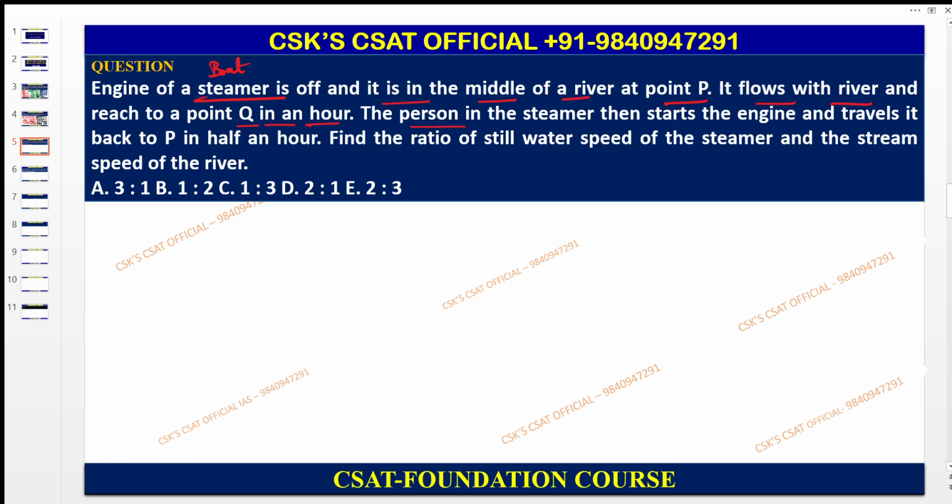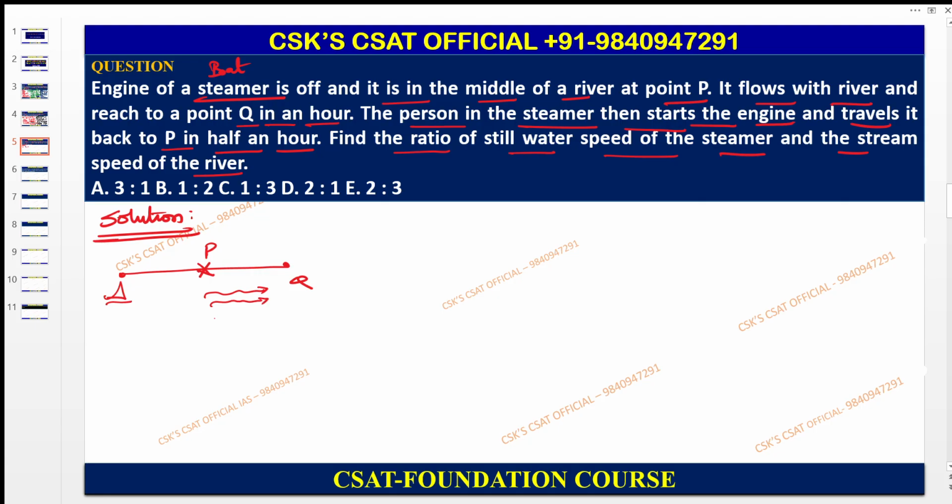The person in the steamer, which means a boat, then starts the engine and travels back to P in half an hour. Find the ratio of the speed of the steamer and the speed of the river. To understand this problem, you can make a diagram. Here is the starting point of the boat or steamer in order to reach Q. What happens in the middle of that? The middle position here is P. Here the engine is turned off, but there is a flow in the river.